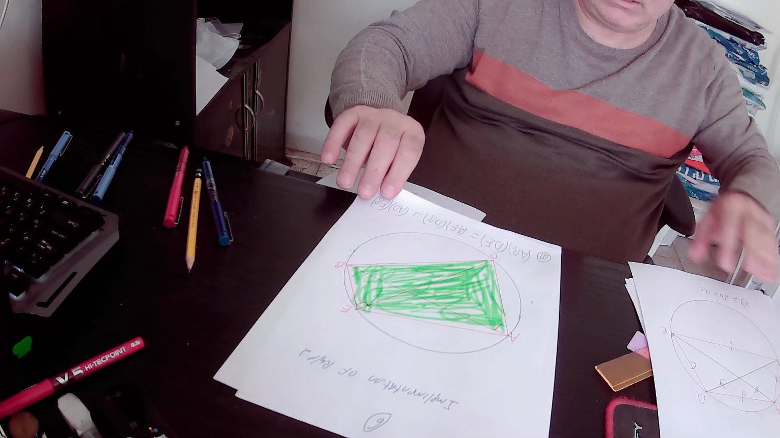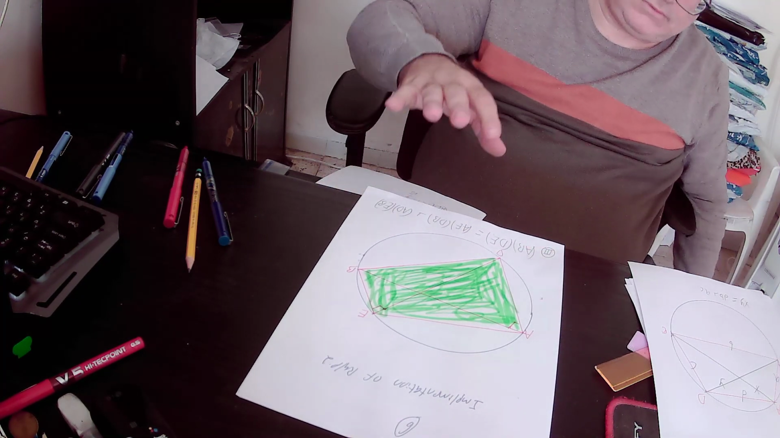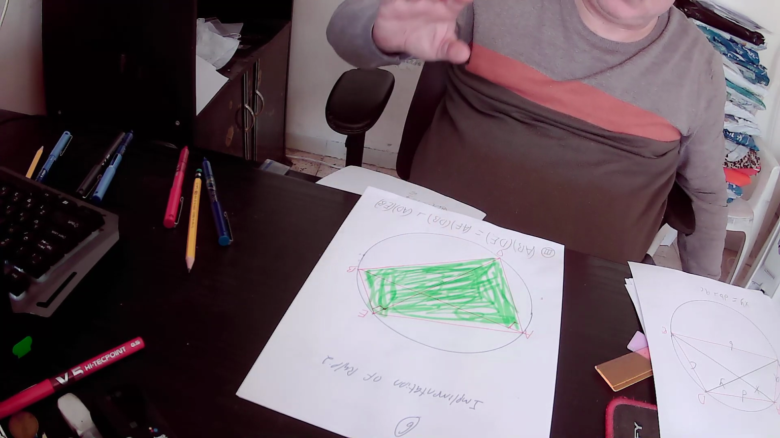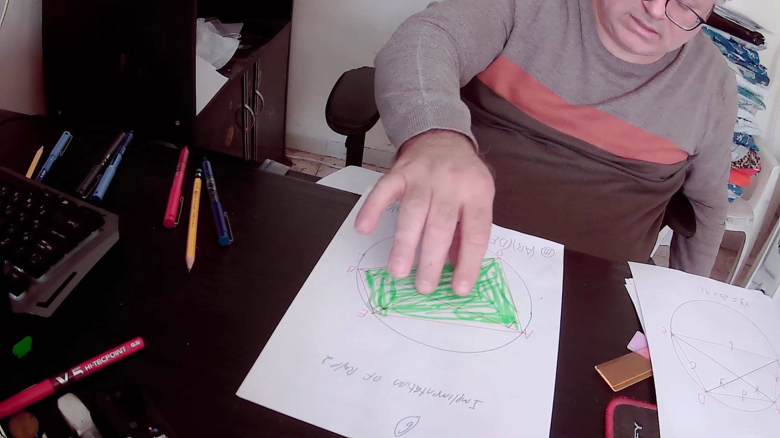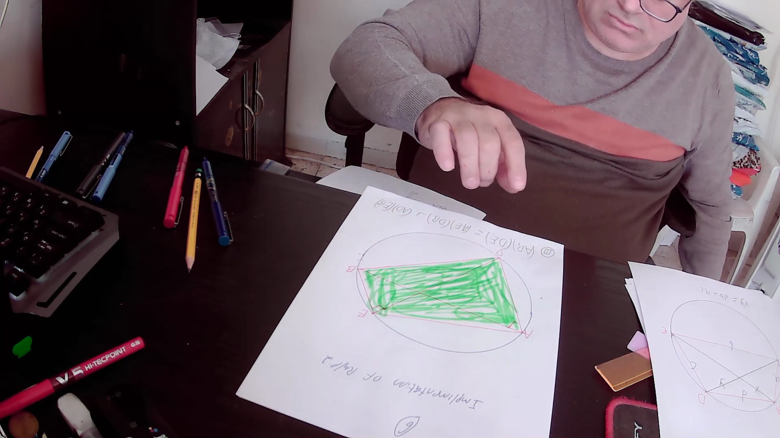First of all, we can implement rule number 3 here, because whenever you have a quadrilateral that is inscribed by a circle, you can implement rule number 3. And we have the green quadrilateral that is inscribed by the blue circle, therefore we can implement rule number 3.